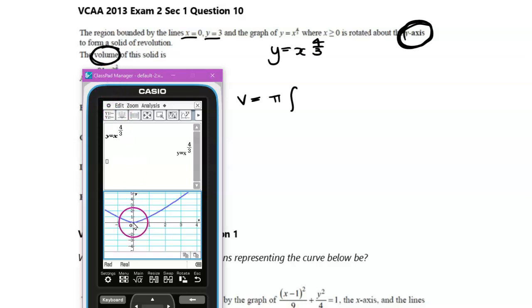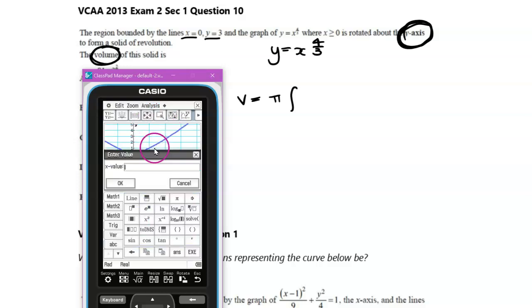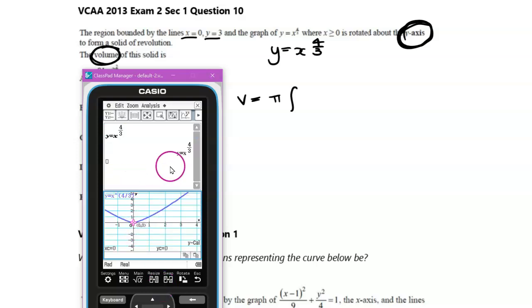Because x equals 0, y equals 0, we can just check that if we weren't sure. So let's do y calculated when x equals 0. Yep, y is in fact 0. Didn't want to assume. So we're going from 0 to 3, it looks here.